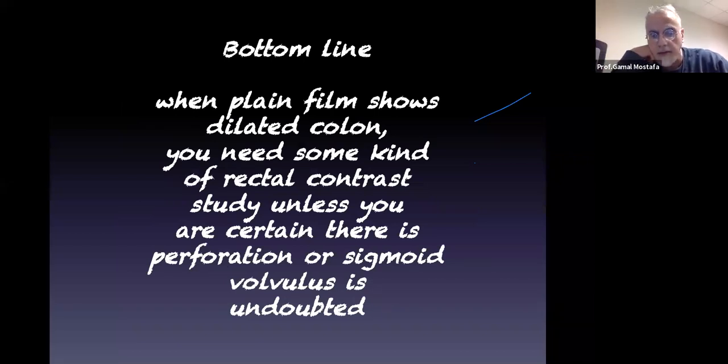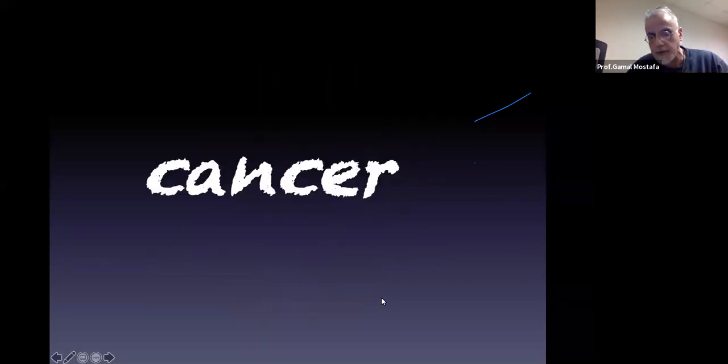So the bottom line is, this is the bottom line. When a plain film shows dilated colon, you need some kind of rectal contrast study unless you are certain there is perforation or sigmoid volvulus. A really important statement here, guys. So if the plain film shows dilated colon, you definitely need some kind of rectal contrast study, unless you're 100% certain it's sigmoid volvulus or you're certain that the colon is obstructed.